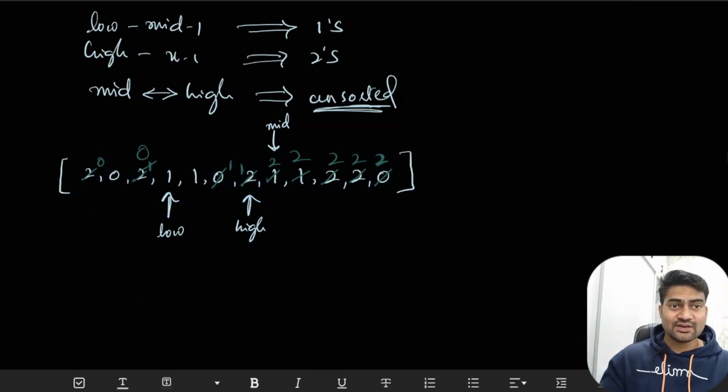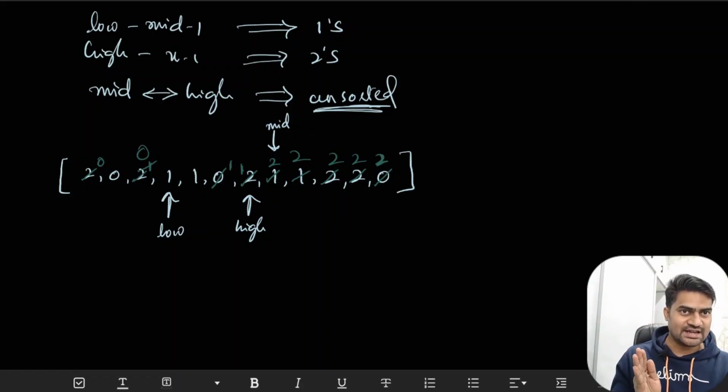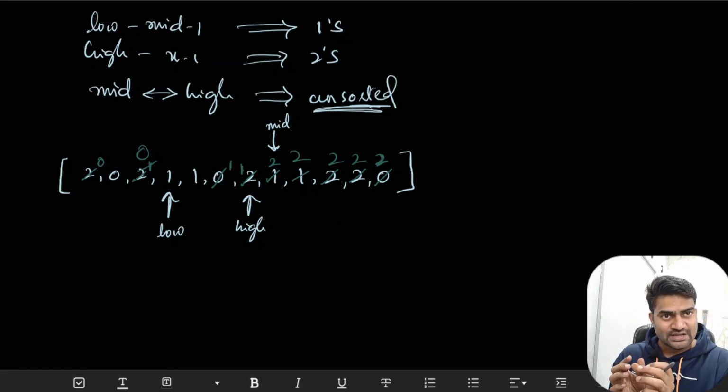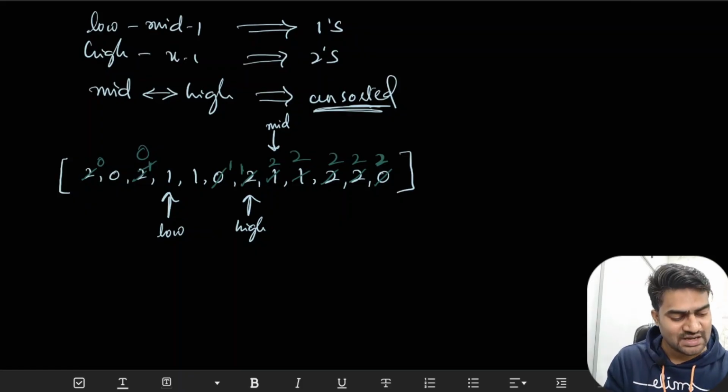So this is the core logic here. Basically we are trying to move 0 towards the left, 2 towards the right, and we are trying to keep our 1's in the middle. So for that we need a low pointer which points at where our 0 goes and sits, and we need a high pointer which points where our 2 goes and sits. And for the in between part, we will use the mid pointer to process each element. If we find 1, then we will ignore it and proceed.